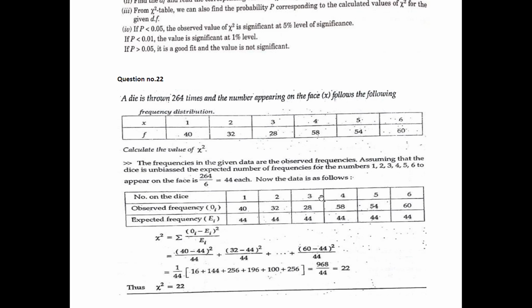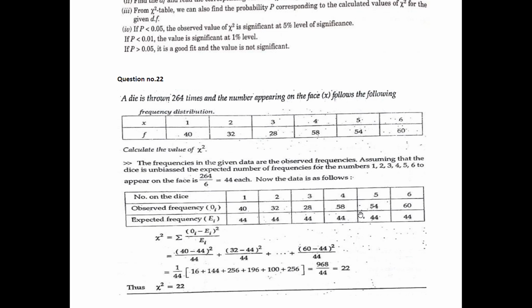So now the data is as follows. These are the observed frequencies, already given in the table. This is the theoretical frequency, which is 44. Now we calculate the quantity chi-square, that is summation of (Oi minus Ei) whole square divided by Ei. So here it is (40 minus 44) whole square by 44 plus (32 minus 44) whole square by 44.